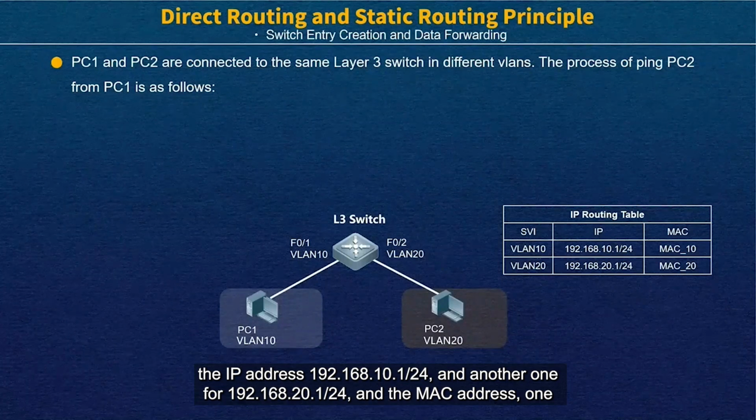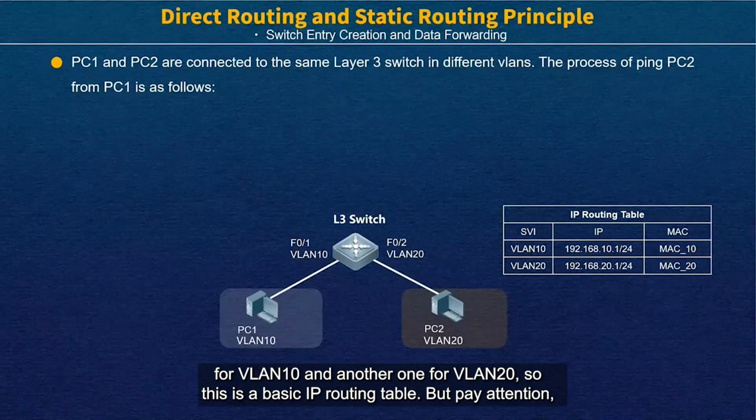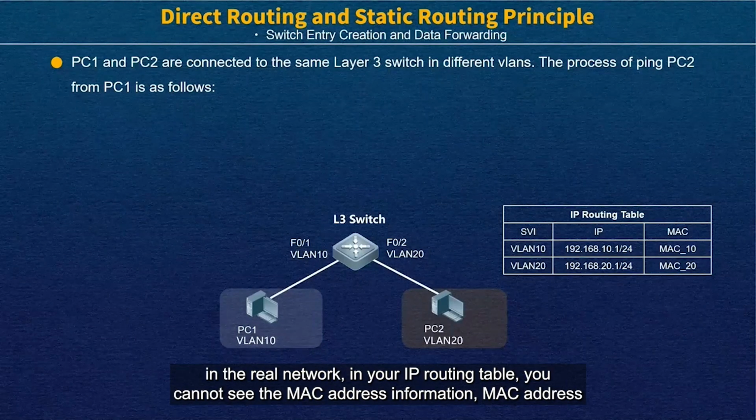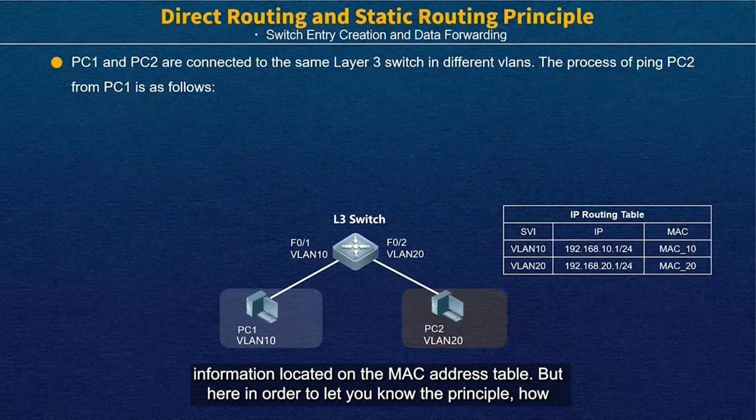192.168.10.1/24 and another one for 20.1/24, and the MAC addresses, one for VLAN 10 and another one for VLAN 20. So this is a basic IP routing table, but pay attention. In the real network, in your IP routing table, you cannot see the MAC address information. MAC address information is located in the MAC address table.